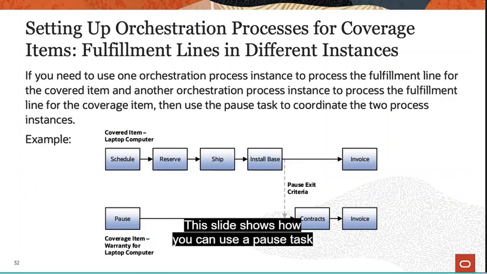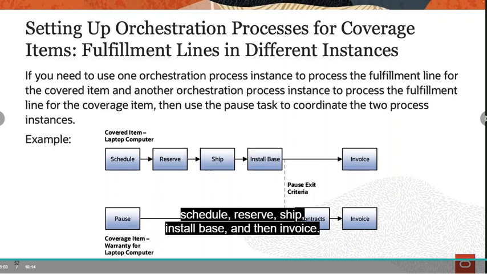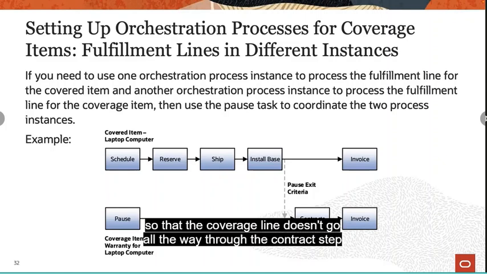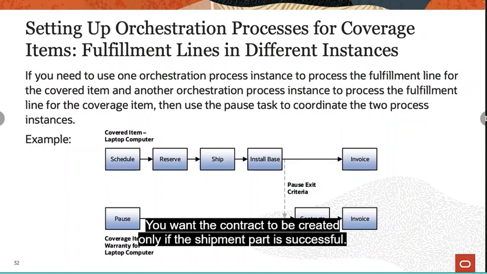This slide shows how you can use a pause task to coordinate different orchestration process instances. The orchestration process steps for the covered line, which is the laptop computer, are schedule, reserve, ship, install base, and then invoice. Whereas the orchestration process steps for the coverage line, which is the warranty for the laptop computer, include pause, contracts, and invoice. With this approach, you have to coordinate the two processes so that the coverage line doesn't go all the way through the contract step before the covered line is actually shipped. You want the contract to be created only if the shipment part is successful.